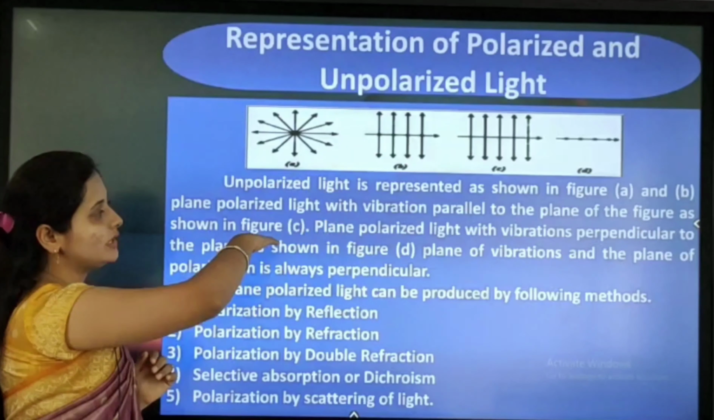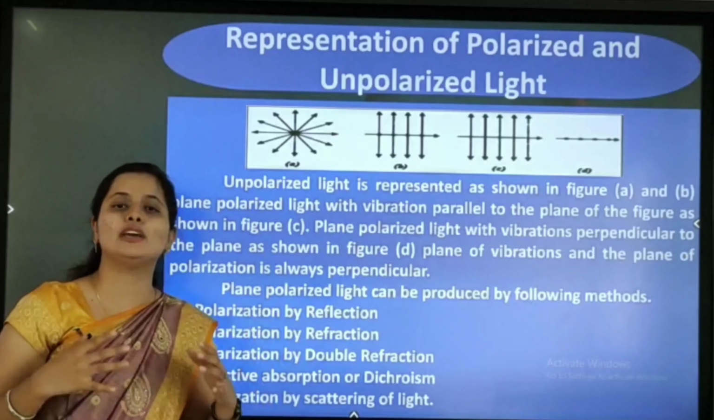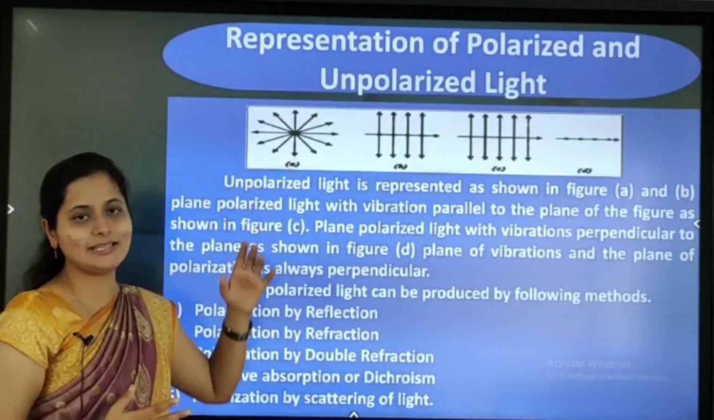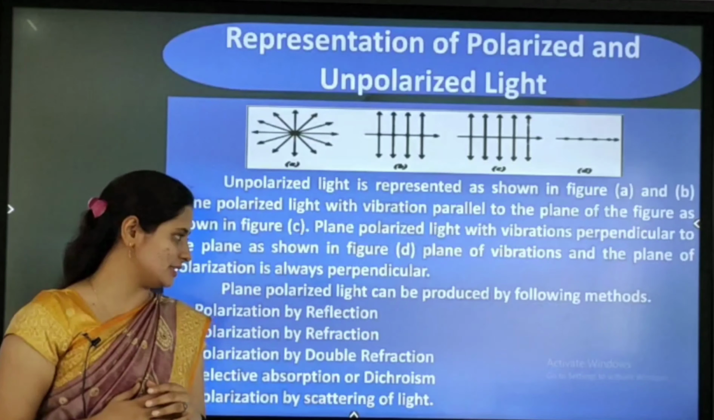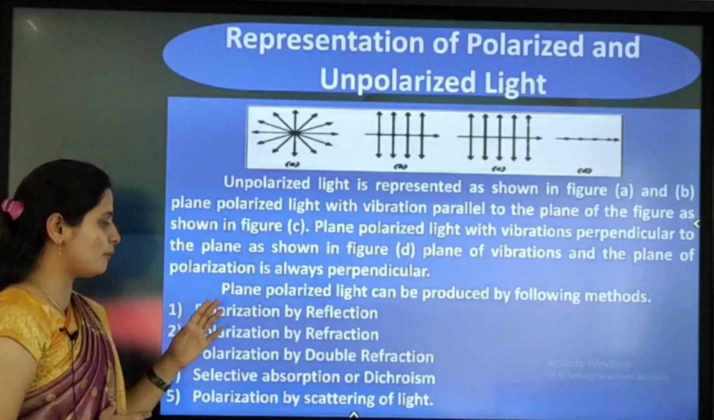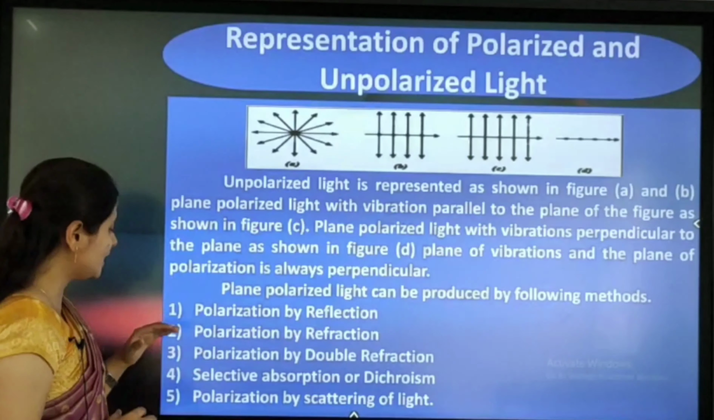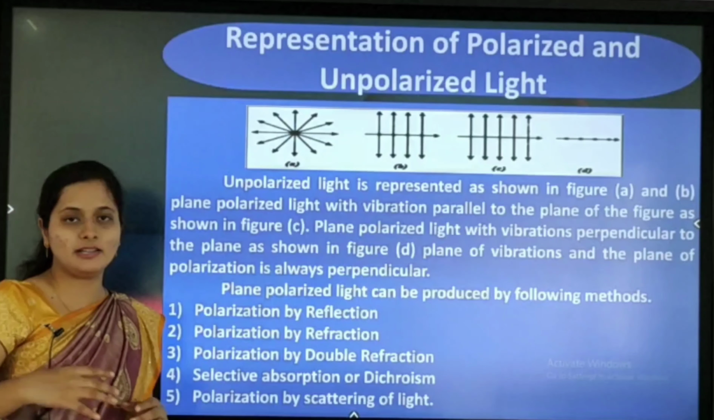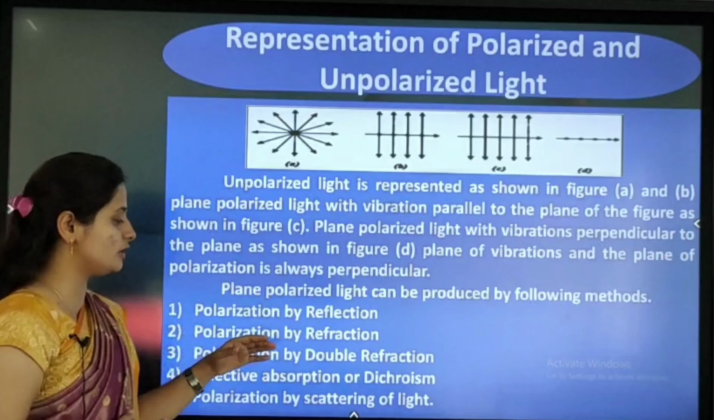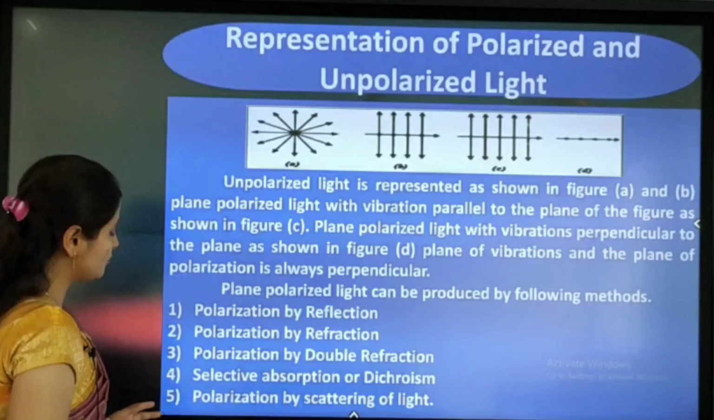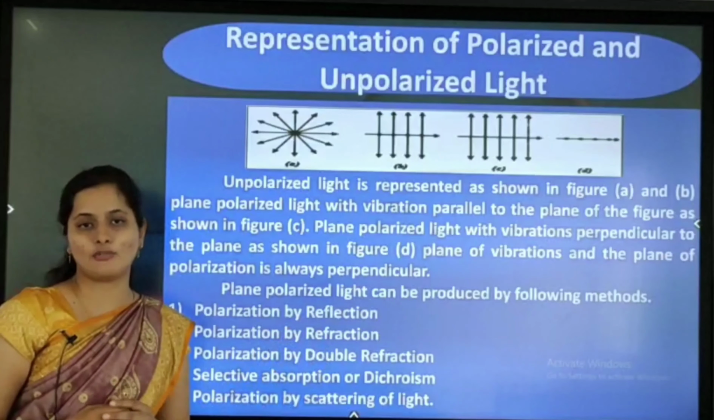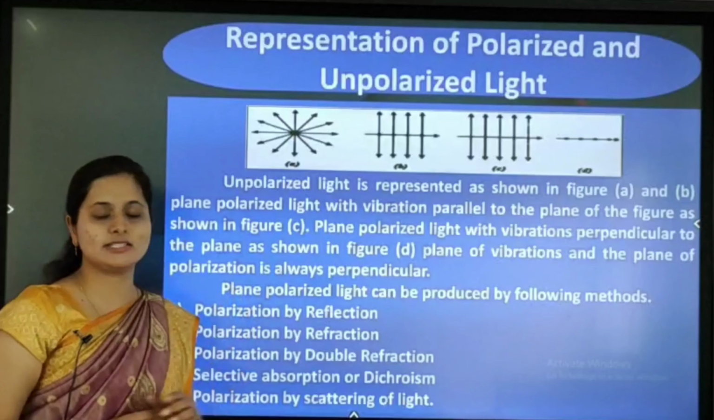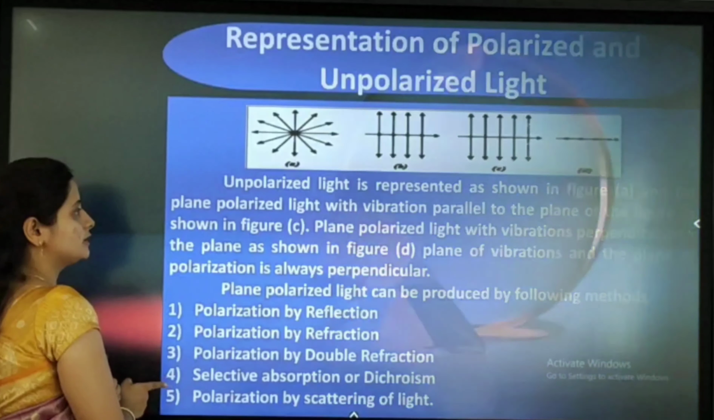Here we are producing plane polarized light, and there are certain methods for it. First one is polarization by reflection, second is polarization by refraction, third is polarization by double refraction, fourth is selective absorption or dichroism, and last is polarization by scattering of light. In today's video we will study the first one, polarization by reflection.